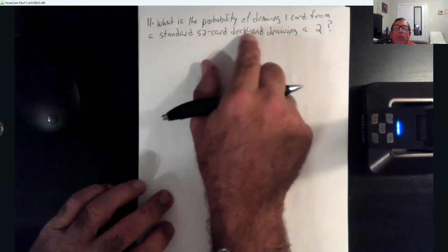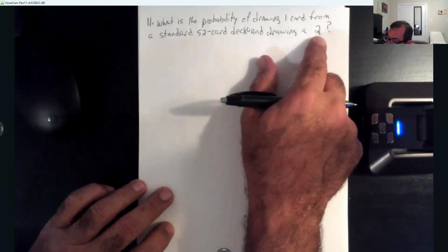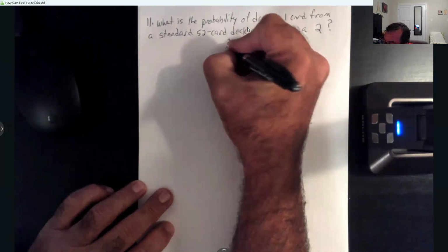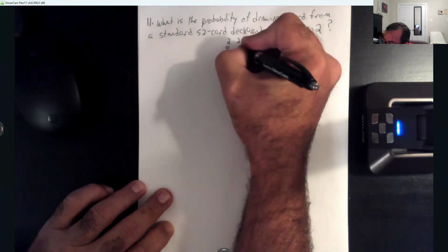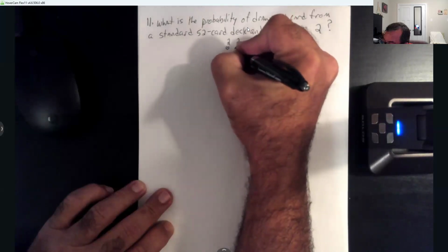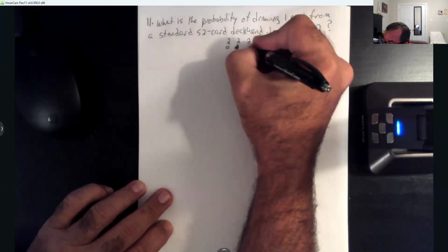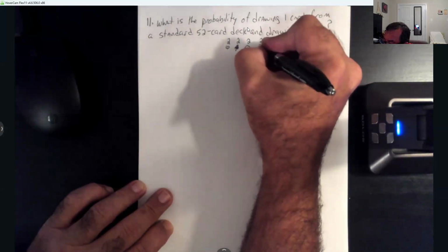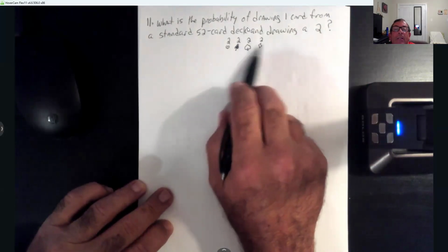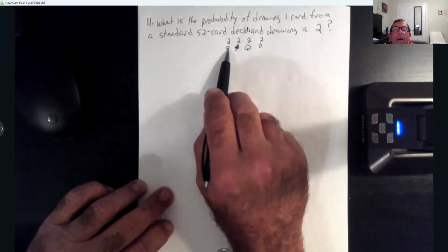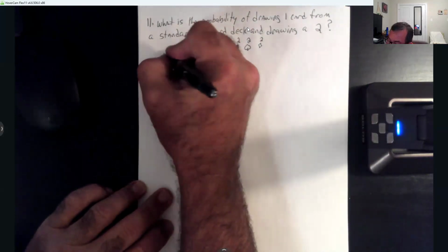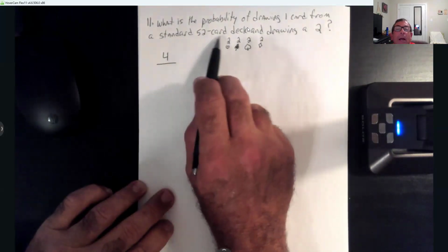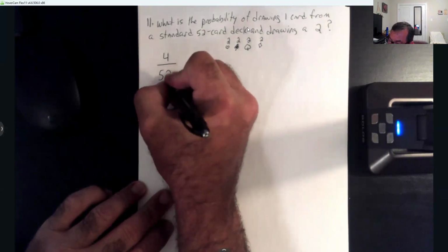All right, well, we know we got 52 cards altogether. So the question is, how many 2s are there? So let's see. I got a 2 of hearts. I got a 2 of clubs. I got a 2 of spades. And I got what? A 2 of diamonds. So there's 4 2s in this deck of cards. So I got a 4 chances at getting one of these 2s out of 52 total.